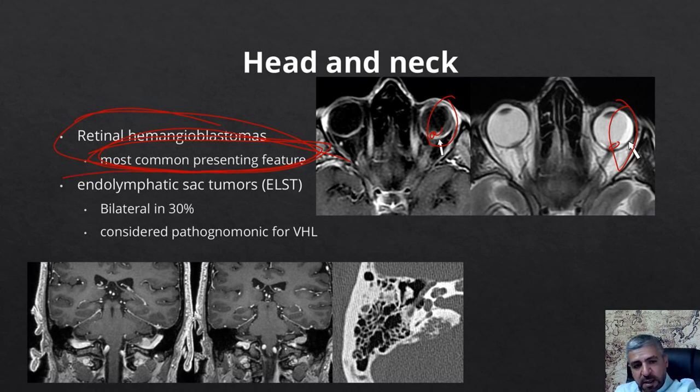And the other finding is the endolymphatic sac tumor. It's bilateral in 30% and it's considered pathognomonic for VHL. If you can see the endolymphatic sac tumor, especially if it's bilateral, you can diagnose VHL confidently. As you can see here, this is the small lesion that is the endolymphatic sac tumor. Also, you can see it here. And in the CT scan, you can see the erosion, that is the endolymphatic sac tumor.